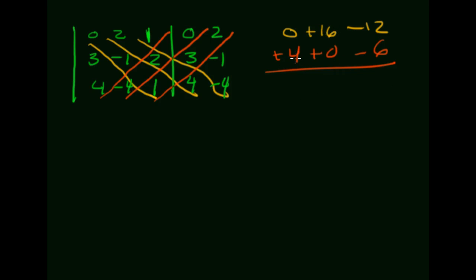16 plus 4 is 20. 20 minus 12 is 8. 8 minus, or sorry, 8 minus 6 is 2. So the determinant of this is 2. Now you can go and take a look and see how that works out with a cofactor formula. It does exactly what you would expect it to do. So that's a little bit of a trick that only works with 3 by 3 matrices.